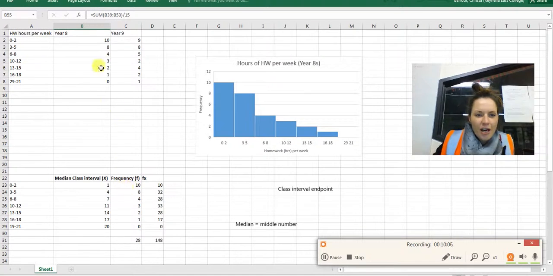But the issue here is we don't have those raw scores. We've already grouped them, so that's where it becomes a bit problematic.